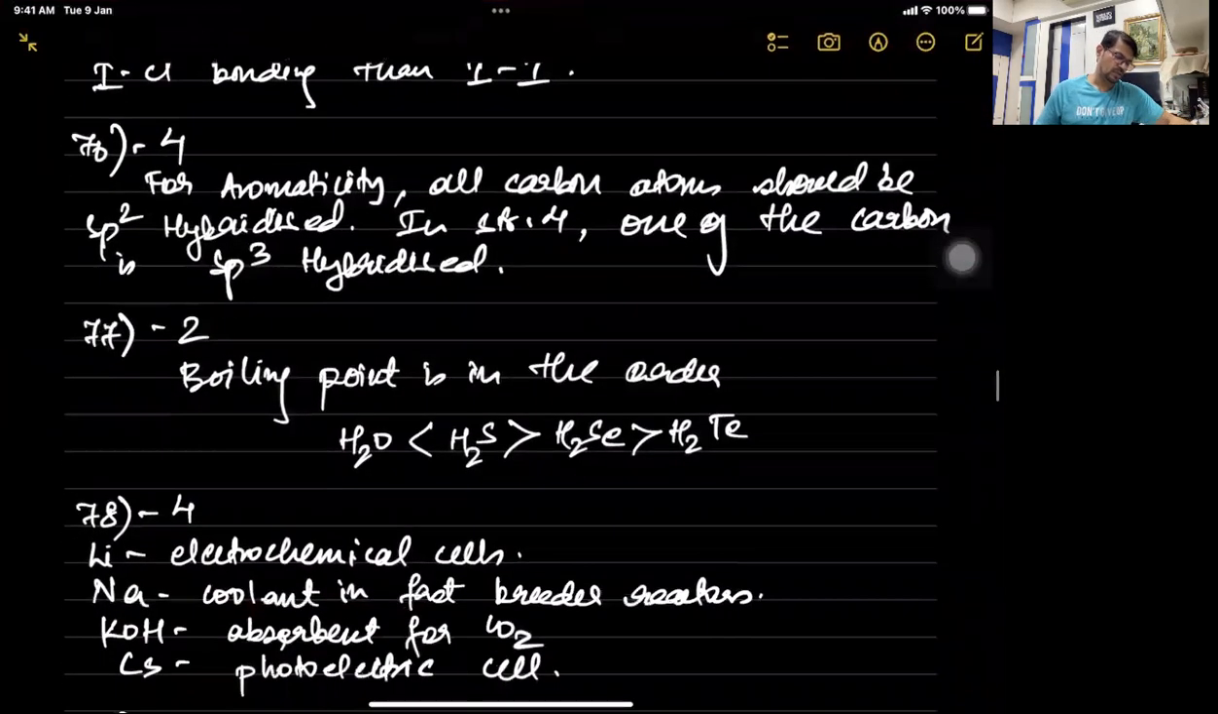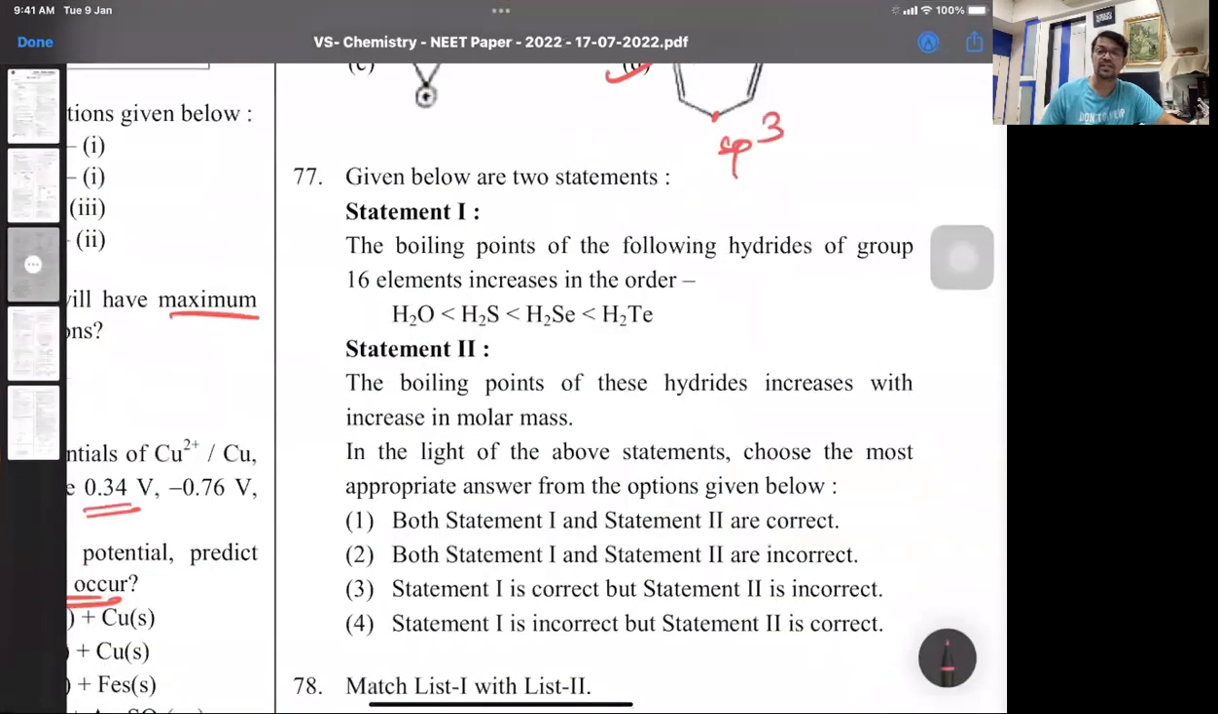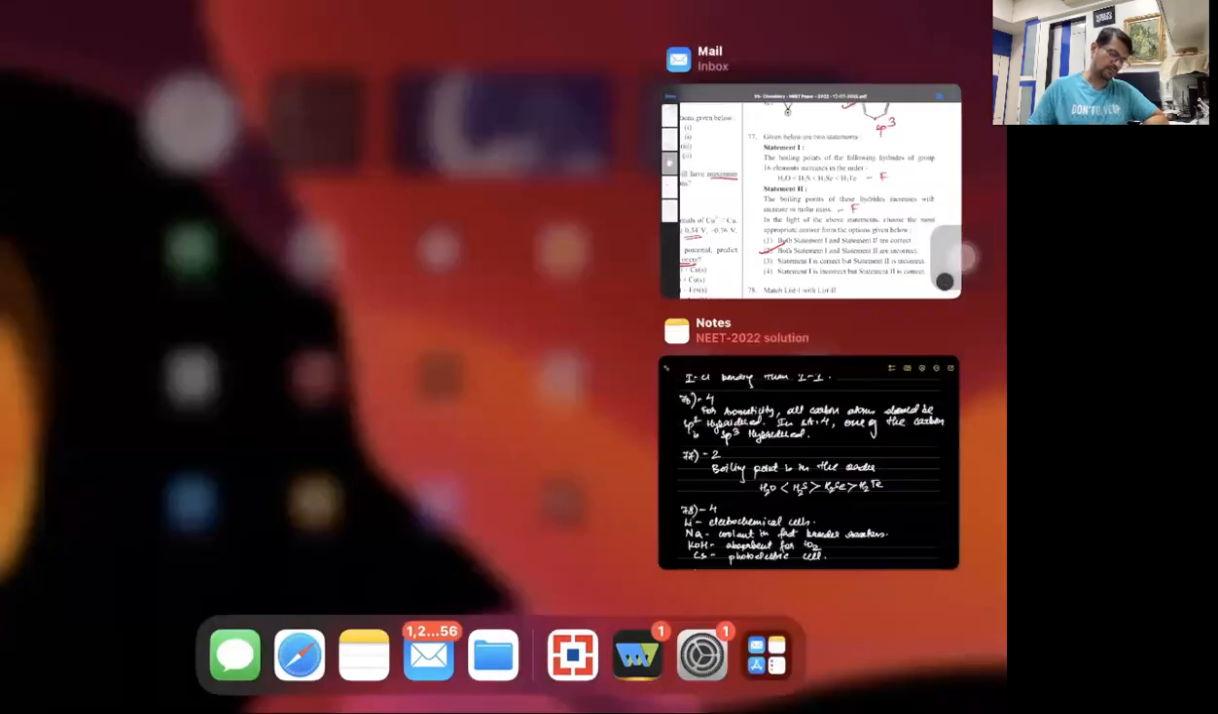That's one. Then 77 over there, it says you are given two statements. The boiling points of hydrides of group 16 are given in an order. Now this order is false, because water will have the highest boiling point because of intermolecular hydrogen bonding. And the statement that the boiling point of the hydride increases with increase in molar mass is also false. So here, both statement 1 and 2 are incorrect. 77 is the second one.